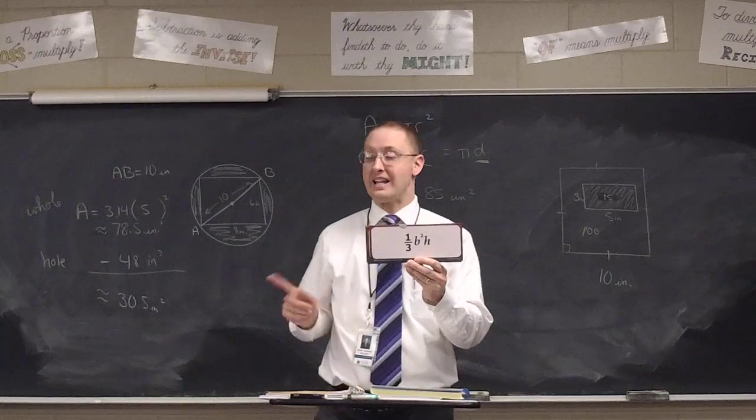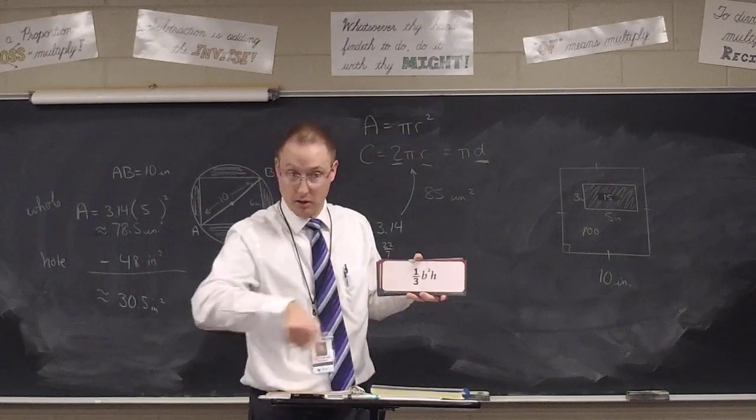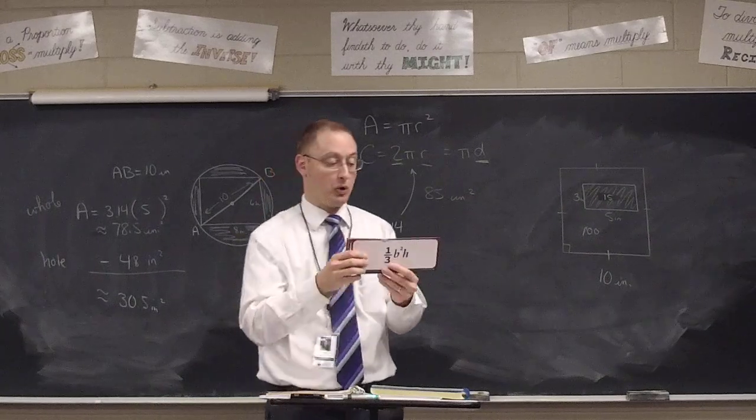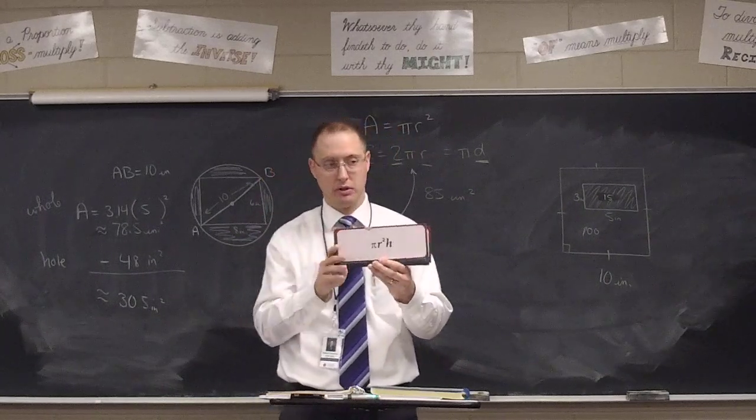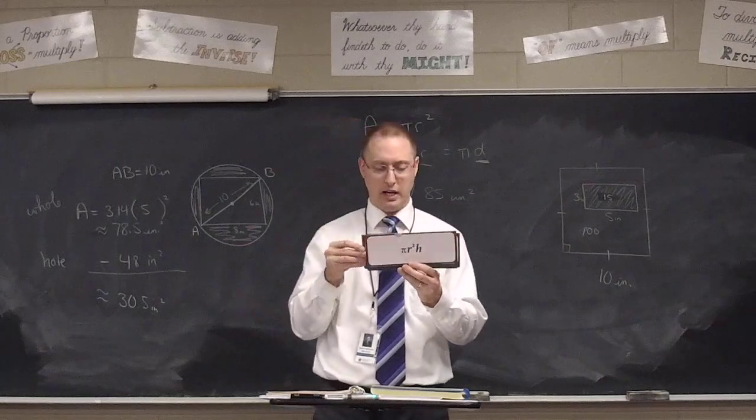That's the pyramid. So it's also the 1/3, but you got a squared base, b squared, and then you got the height. Notice the true height there as well, by the way. That's the cylinder. That's your cylinder volume, right?